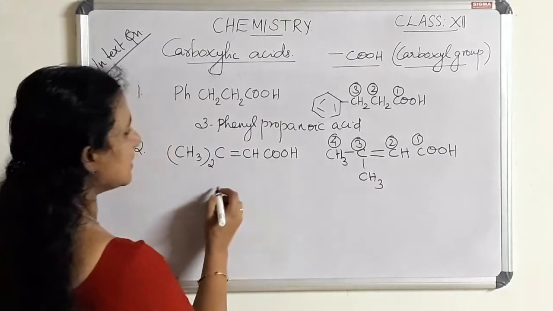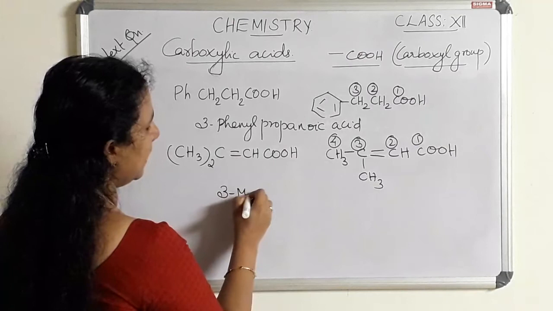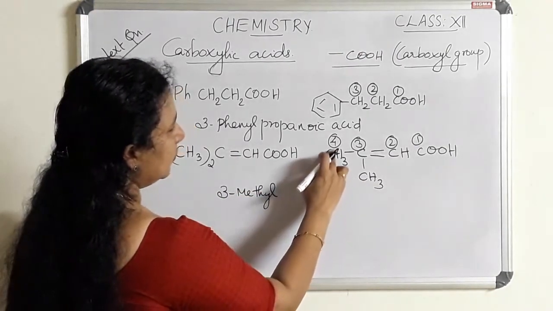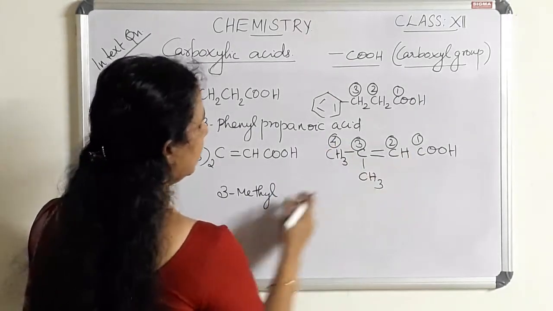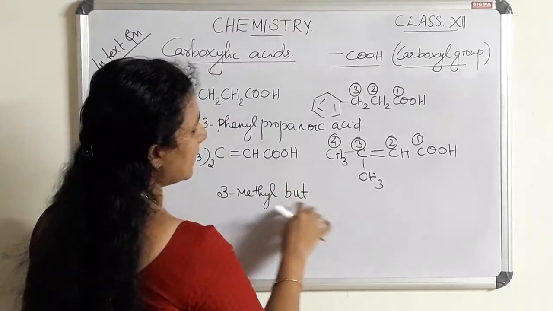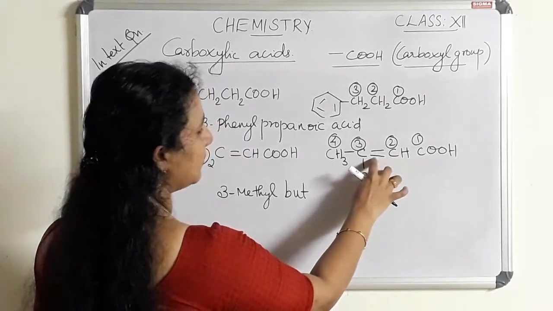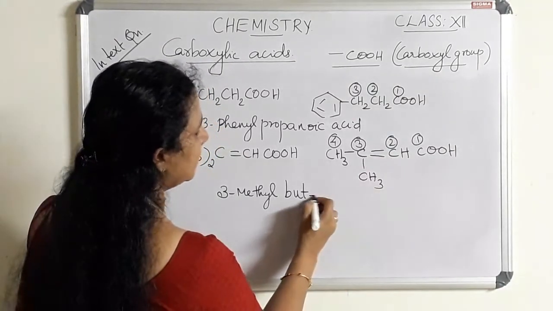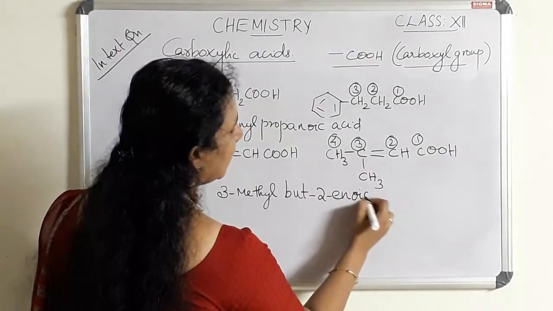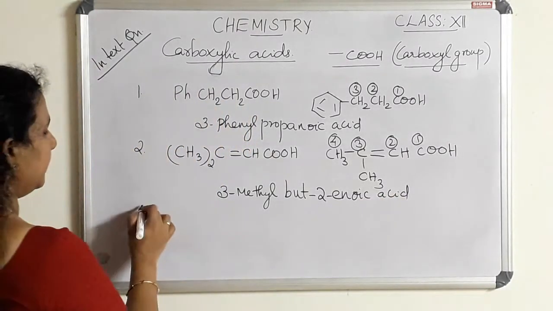So how to name this? First of all we have to write the substituent. So it is 3-methyl. Then what is the word root? 4 carbon atoms are there, so it is but. We cannot say it is butanoic acid, it is an ene. There is a double bond there, in the second position. So it is but-2-en, then oic acid. This is how it is named.